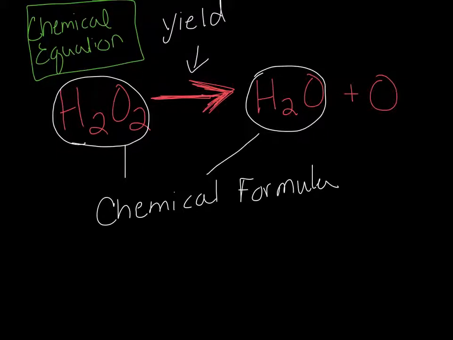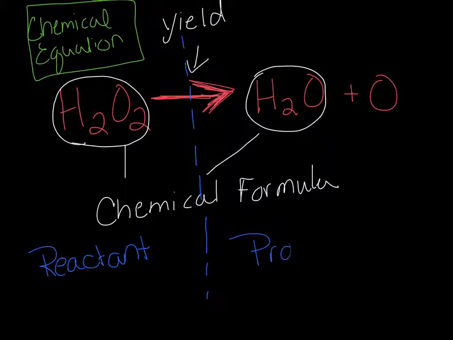And if I were to divide the chemical equation in half, write down where I've added energy. Okay. On this side of the arrow, I'm going to have the reactant. And on this side of the arrow, I'm going to have my products.